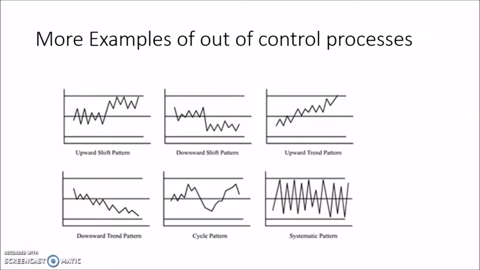More examples of out of control processes can be seen here. Whenever we have a trend, as here, upward trend, downward trend, if we have an upward shift pattern, a sudden jump in the data value as we have here, we have a downward shift pattern, a sudden downward jump in the data pattern as we have here, a systematic pattern, a cyclical pattern. All these are examples of processes which are possibly not in control.